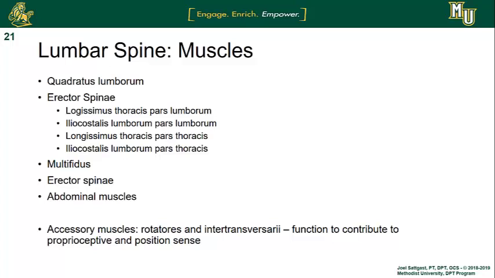The erector spinae is made up of 4 muscles and is paired one side into the next. You also have accessory muscles known as rotatores and intertransversarii, which really function to contribute to more of a proprioceptive motor control and position sense, or what we may say kinesthetic awareness piece.